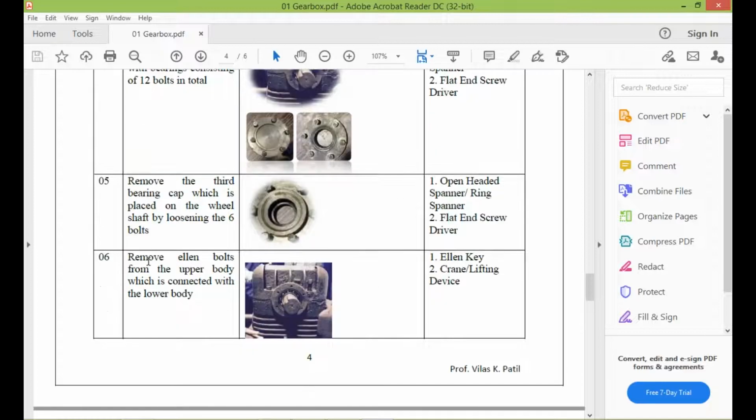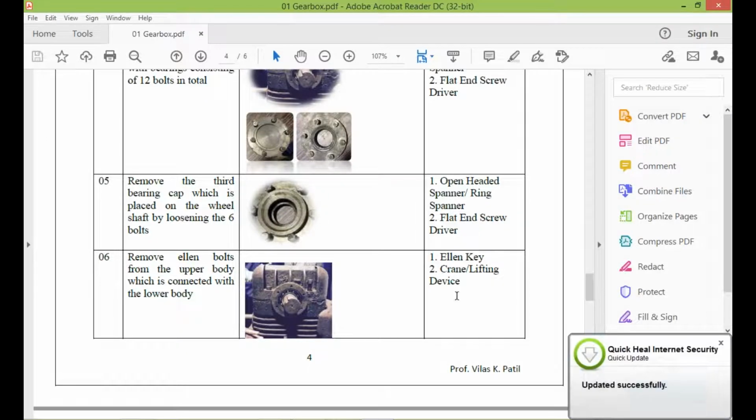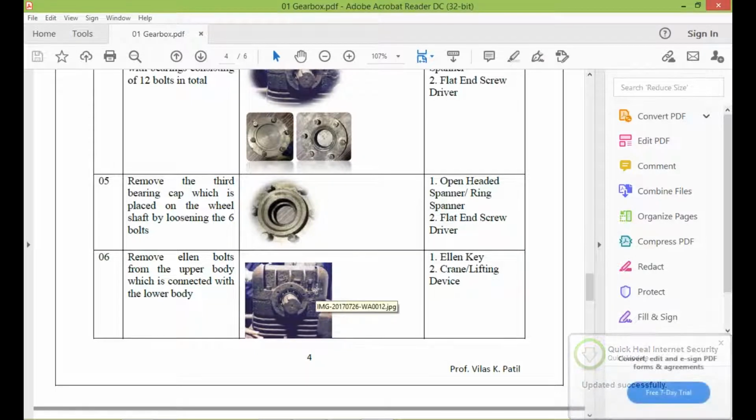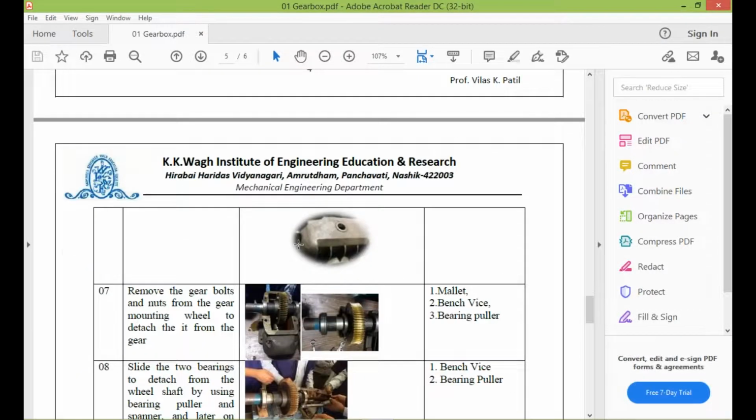Okay, then remove the Allen bolts from the upper body which is connected with the lower body. So these are the Allen bolts, bolt 1 and bolt 2 and bolt 3 and bolt 4, right? So here how many tools are required? One is the Allen key, then a crane or other lifting devices, right? By using that you can first remove this bearing cap, and after removing the bearing cap you can remove this Allen bolt.